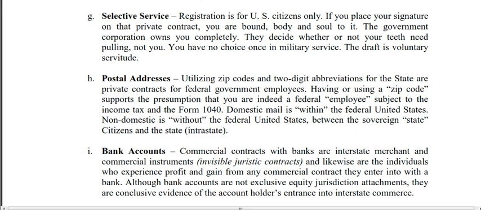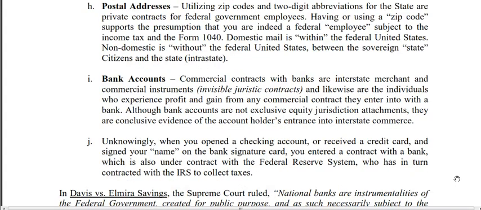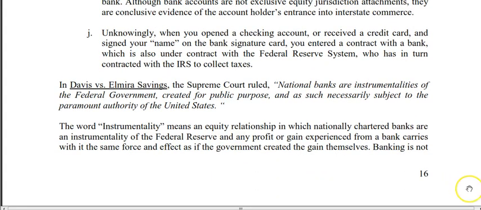Bank accounts. This is one of the most insidious. Commercial contracts with banks are interstate merchant and commercial instruments, and likewise are the individuals who experience profit and gain from any commercial contract they enter with a bank. Although bank accounts are not exclusive equity jurisdiction attachments, they are conclusive evidence of the account holder's interest in interstate commerce. Unknowingly, when you open a checking account or receive a credit card and sign your name on the bank signature card, you enter a contract with a bank, which is also under contract with the Federal Reserve System, who has in turn contracted the IRS to collect taxes.